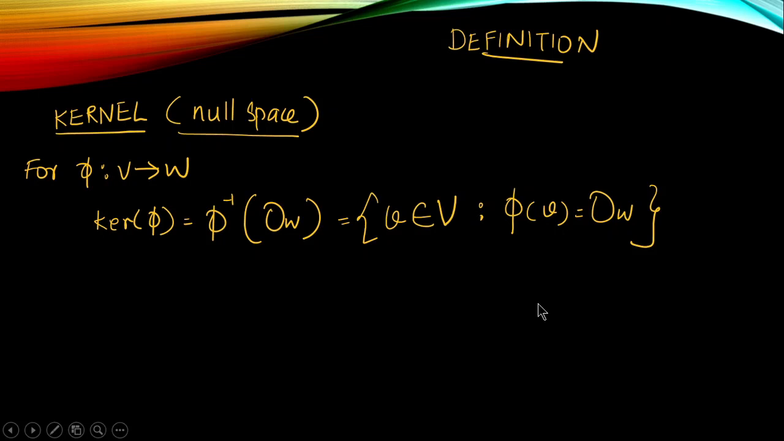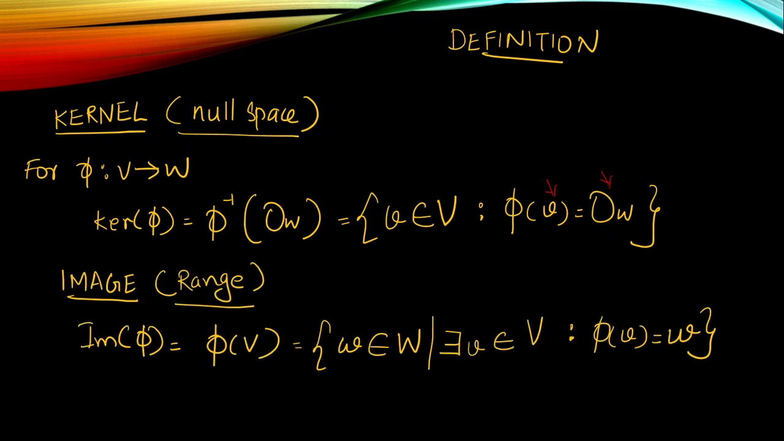And coming to the definition, the kernel is also called the null space. It can be defined as follows: for a mapping phi from V to W, kernel phi is equal to phi inverse of 0W. That means when we do the inverse mapping of 0W to V, we get this kernel set. It is equal to the set of vectors v belonging to V such that phi of v is 0W. When we map these vectors, we get the neutral element in W. So that is the definition of the kernel or null space.